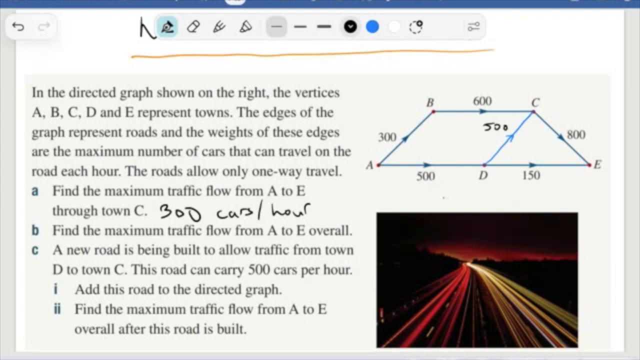But once we go through our network diagram, you're going to see basically where just adding one road can actually be quite powerful in increasing the flow of cars. Now, once again, we're looking at the maximum traffic flow from A to E. So we're going to consider all our different routes once again. We can have this first one here. And once again, because the 500 has no bearing on this particular route, we still have our 300 cars per hour.